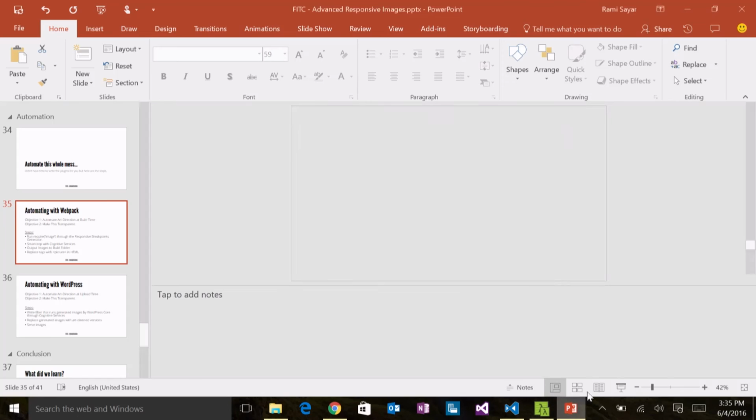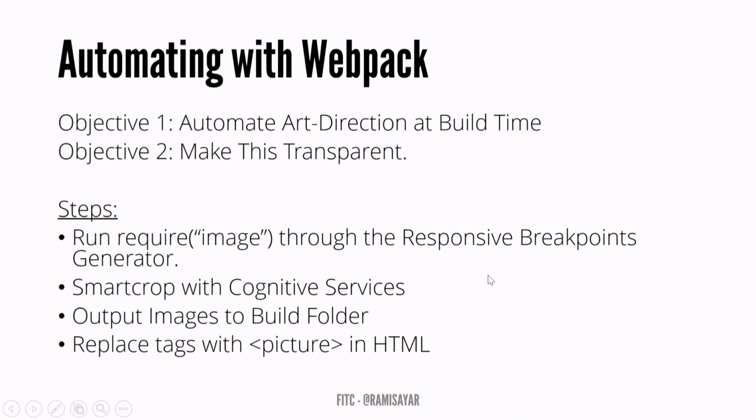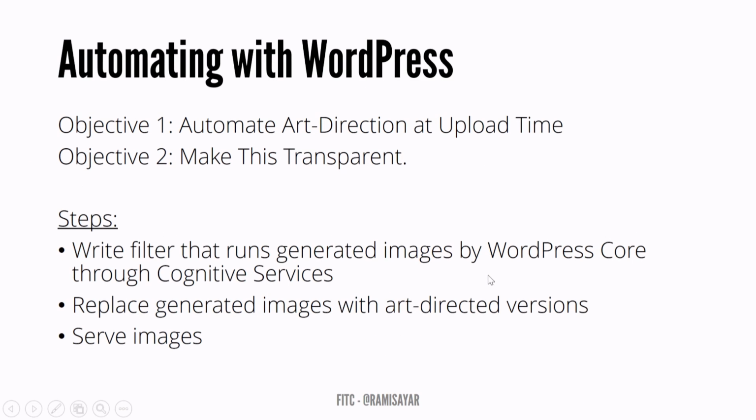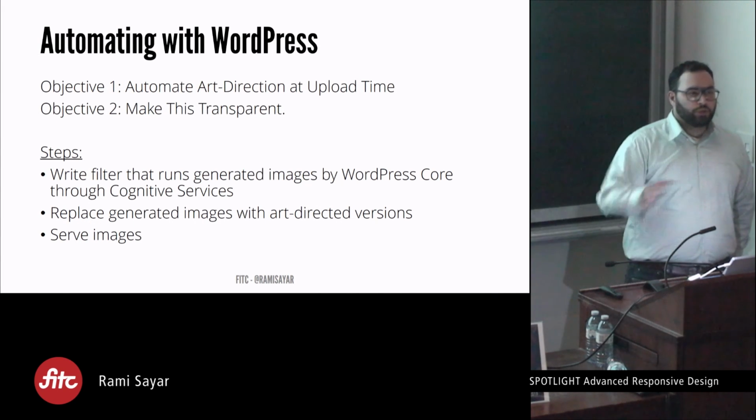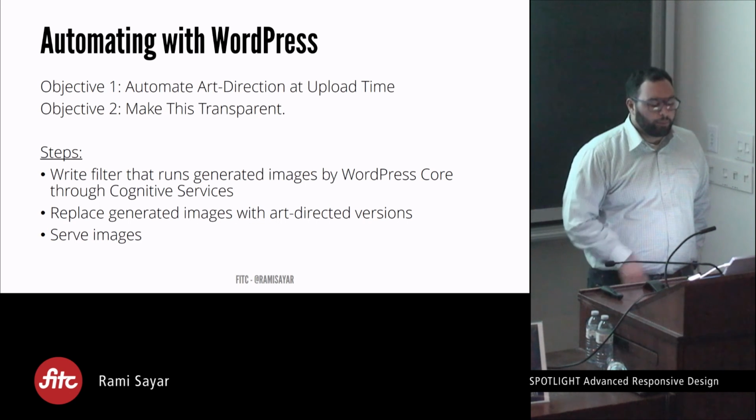So that's how you could do it yourself with Webpack. Now, if you want to do it with WordPress, you would have to write a filter that runs every time someone uploads an image, and then just replaces the responsive image stuff that WordPress generates with your own stuff using SmartCrop and all that stuff.